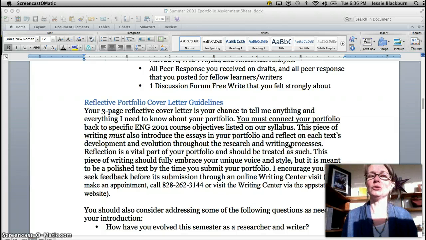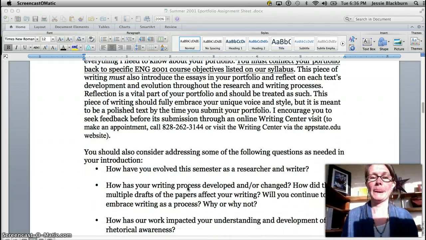Reflection is a vital part of your portfolio and should be treated as such. So this piece of writing should fully embrace your unique voice and style, but it is meant to be a polished text by the time you submit your portfolio. I encourage you to seek feedback before its submission through an online writing center visit. You can make that appointment by calling 828-262-3144, or you can visit the Writing Center via appstate.edu's website.